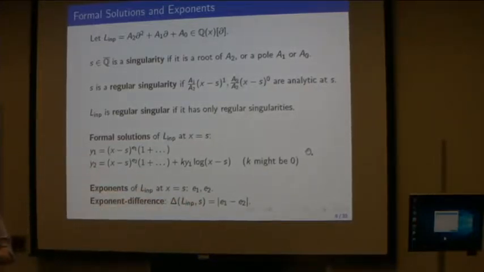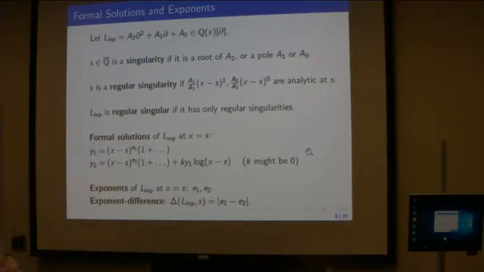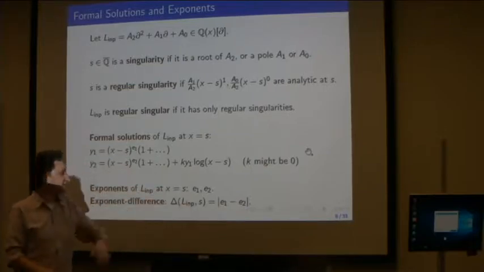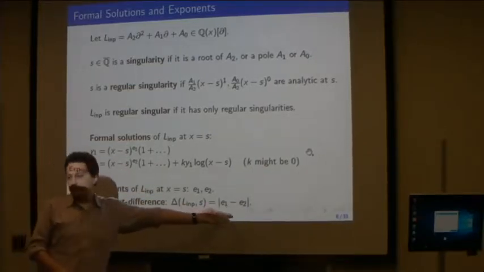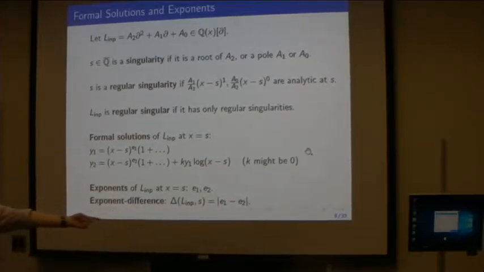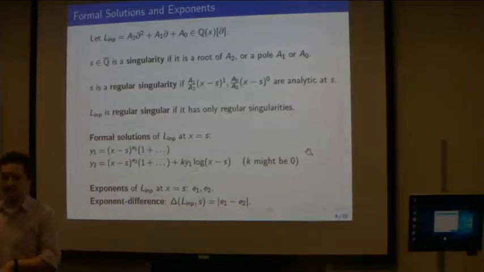Does it mean a power series in x minus s? Yes. It is a power series in x minus s. If we set s equal to 0, then this will just be a power series in x. So these two numbers are called exponents, and I will use this notation to denote the exponent difference. And by exponent difference, we will take the absolute value to make it unique.